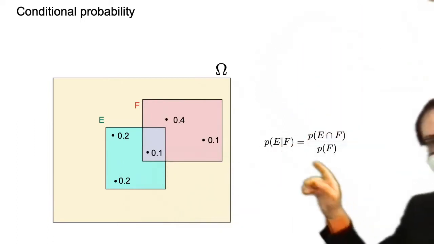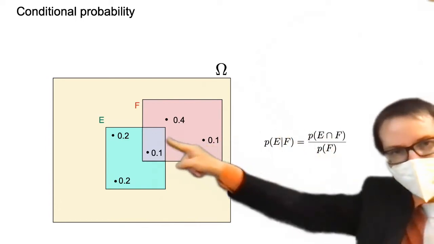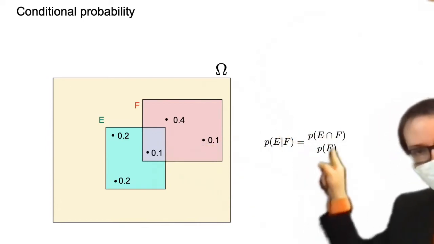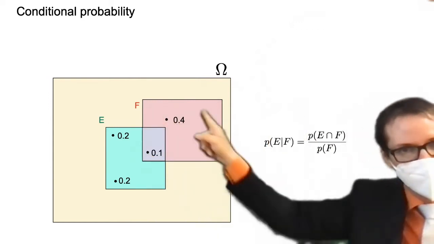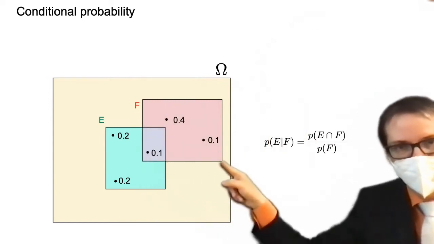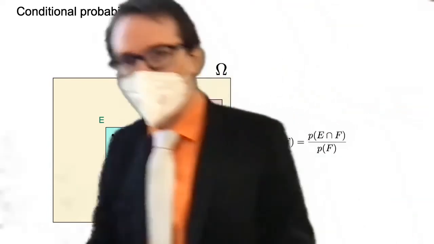And so the way it's computed is very easy. It's really the probability of the intersection, but you renormalize it with the probability of F, because as I said, this is kind of the new omega, right? So this is the new set of possible events. Okay.